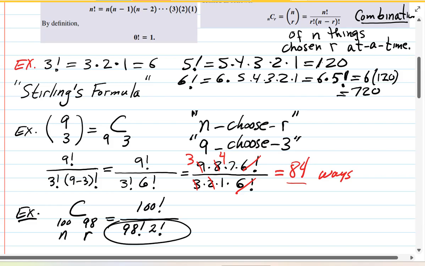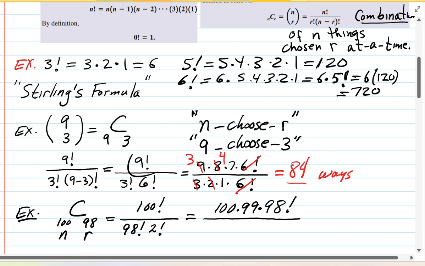If you note, by the way, the numbers in the denominator, 3 and 6 add to 9. 98 and 2 add to 100. So that's how we can check our work as we go forward. Now let's evaluate this one. 100 factorial is 100 times 99 times 98, 97, 96, 95, all the way down to 3, 2, 1. But notice I'm stopping at 98 factorial. There is absolutely no need to go all the way down to 1 because I see a 98 factorial in the bottom. 2 factorial is 2 times 1.